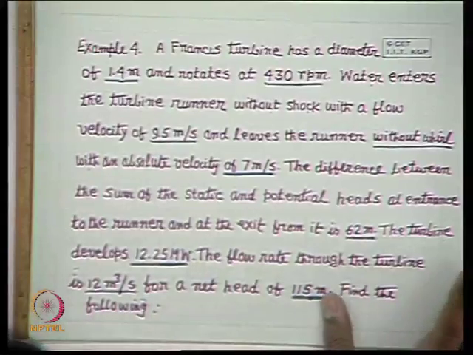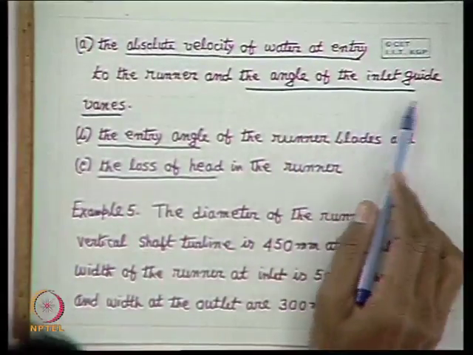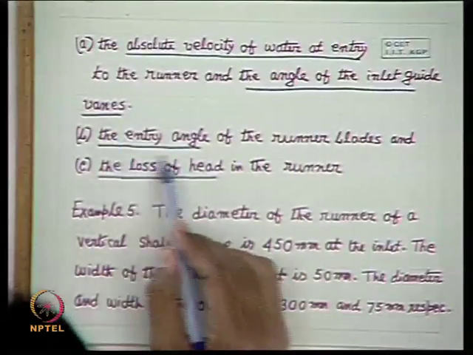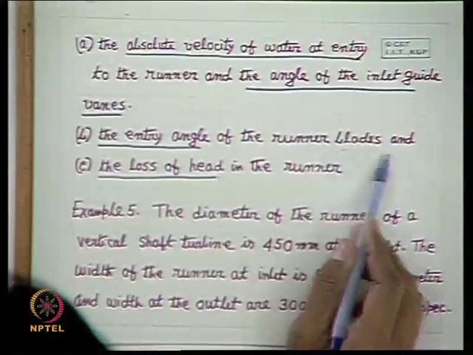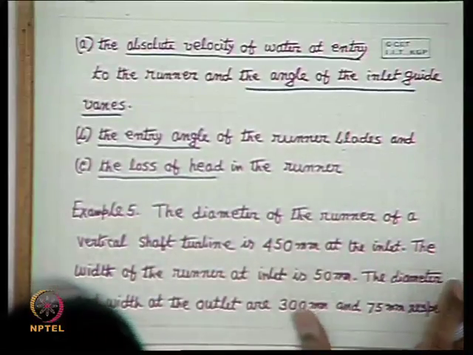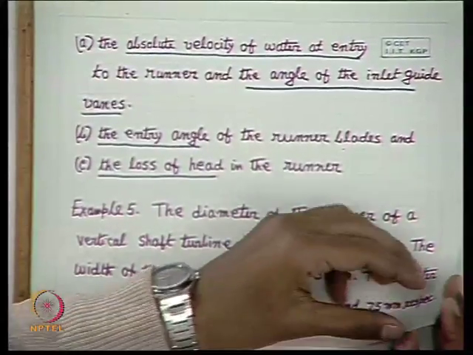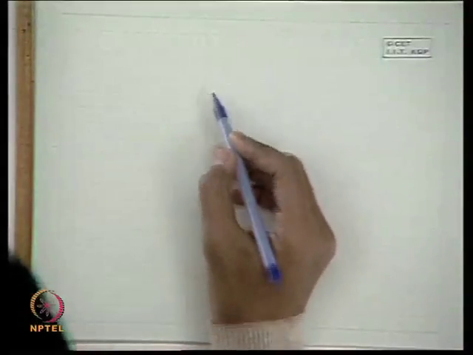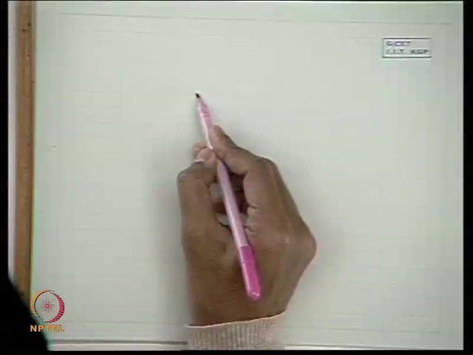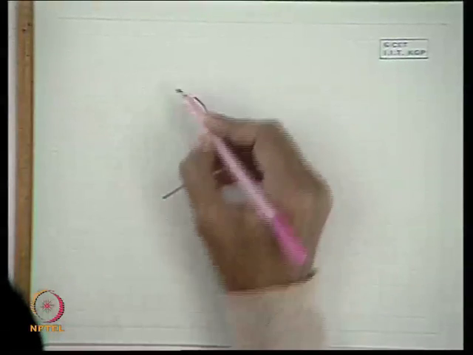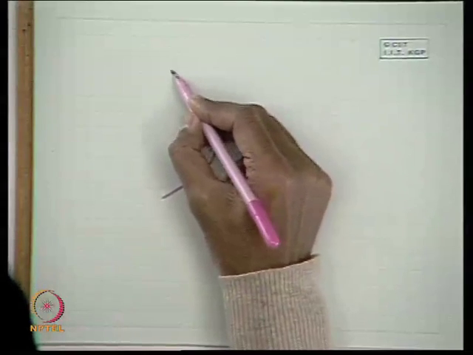Find the following: the absolute velocity of water at entry to the runner and the angle of the inlet guide vanes, the entry angle of the runner blades, and the loss of head in the runner. So, let us find out how we can solve the problem. Let us think of the velocity triangle. That means, if you consider the runner blade like this, if you remember this, the runner blade.